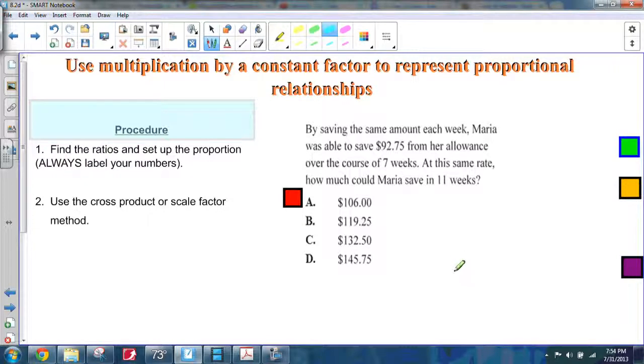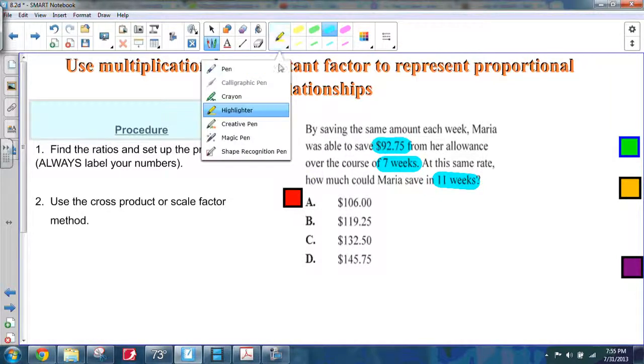By saving the same amount each week, Maria was able to save $92.75 from her allowance over the course of 7 weeks. So this is important information: $92.75 over the course of 7 weeks. At the same rate, how much could Maria save in 11 weeks? So I looked through the problem, zeroed in on my numbers, and identified their labels.